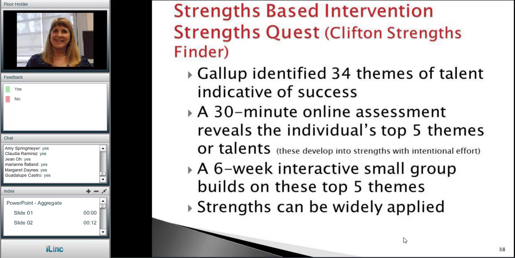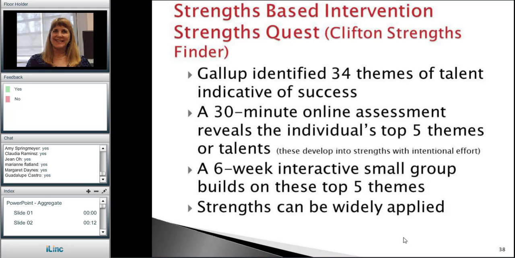So we offered this through a 6-week interactive small group, and that small group just focused on how to build your talents and themes into strengths, and learning about some of the talents and themes that other people within the group had, and appreciating those and understanding how those add to our diversity and the richness of our campus. It just kind of helps students see how other individuals in the group might be approaching things a little bit differently because of their unique talents and themes.